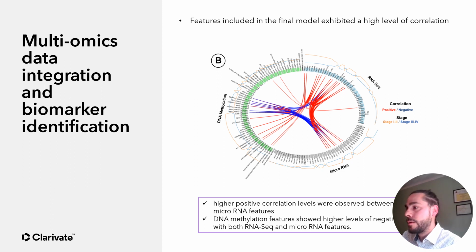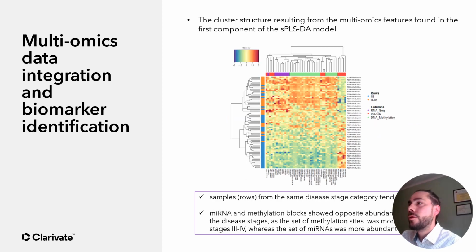Higher positive correlation levels were observed between RNA and microRNA features, the red lines here. DNA methylation features showed higher level of negative correlation with both RNA-seq and microRNA features, the blue lines in the figure. The cluster structure resulting from the multi-omics features found in the first component of the model was inspected using this heat map. Samples from the same disease stage tend to cluster together. MicroRNA and methylation blocks show opposite abundance depending on the disease stage.